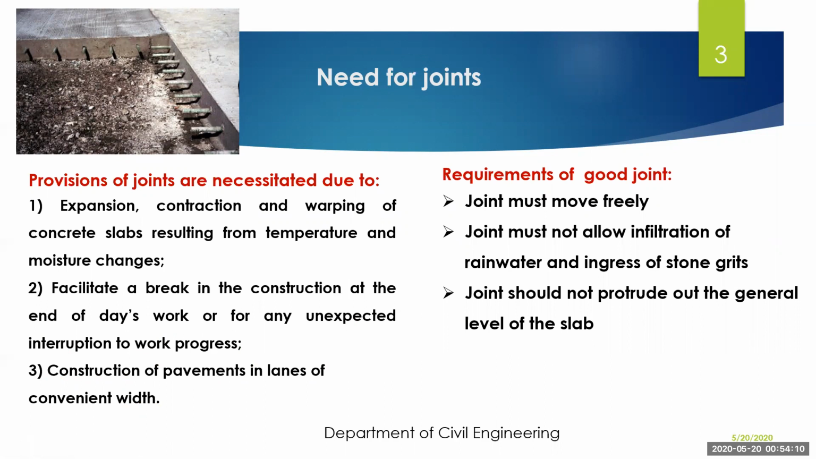Provision of joints is necessitated in order to account for the expansion, contraction and warping of concrete slabs. It also facilitates a break in the construction of a day's work, because it is not possible to construct kilometers of road in a day, so joints become inevitable. And the third case is where the pavements are constructed in lanes of convenient width. These are the three things which make joints inevitable in rigid pavement construction.